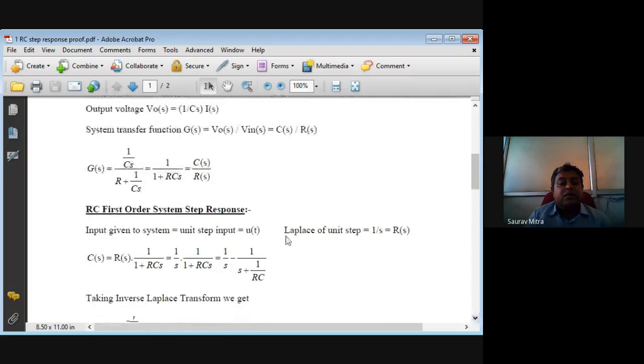So C(s)/R(s) equals 1 divided by 1 plus RCs. Now the input given to the system is a unit step. Unit step means step response with voltage 1. Whenever I say it's a unit step, the Laplace transform of the unit step is 1/s. So instead of R(s), you can substitute 1/s. So the first step is to prove C(s)/R(s) equals 1/(RCs + 1).